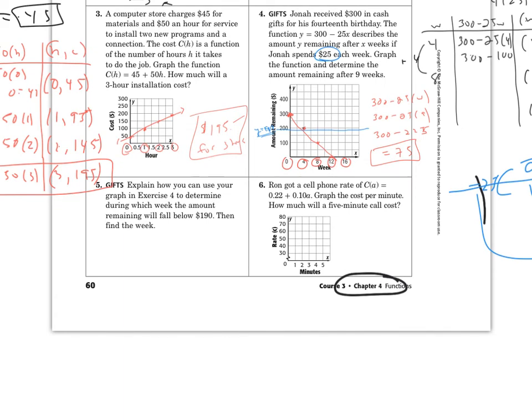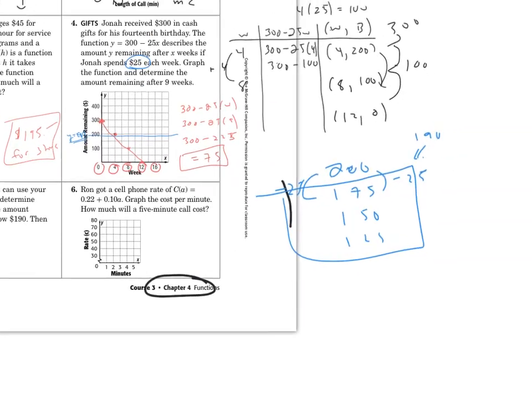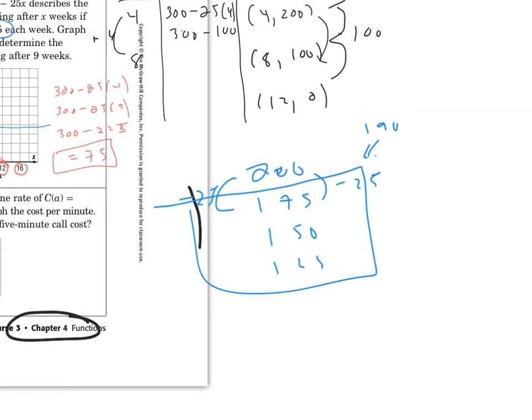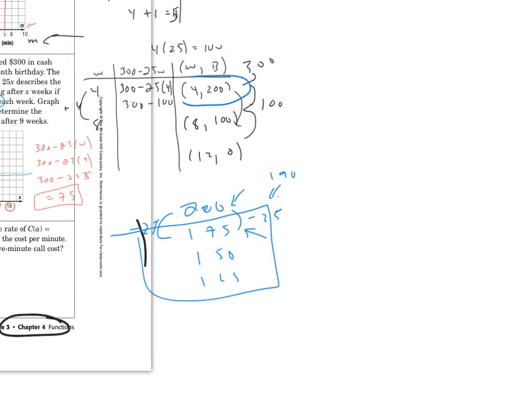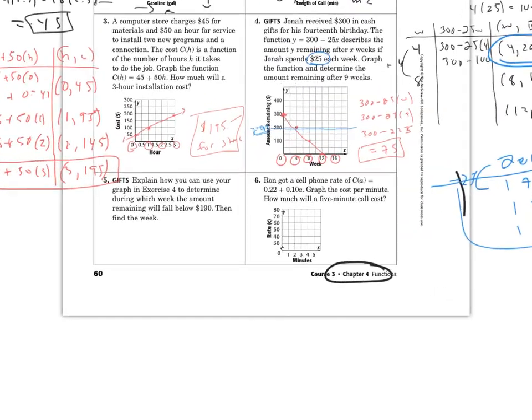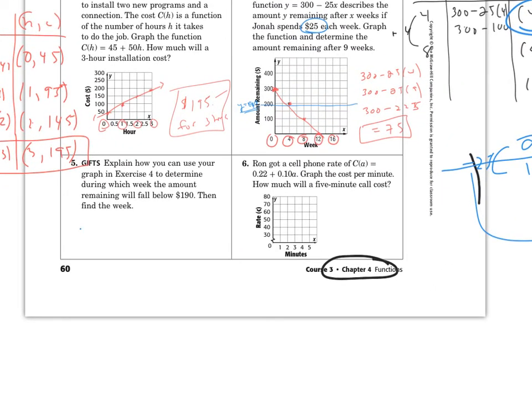Explain how you can use your graph in exercise 4 to determine during which week the amount remaining will fall below 190. So it should fall below between whatever week starts us at $200, and the next week that puts us at $175. Well, we did the calculation that on week 4 we're going to be at $200. So this is when we're at week 4, and this next number would be when we're at week 5. So somewhere between week 4 and week 5, we are going to fall below the $190. So find the week. It's between week 4 and week 5.